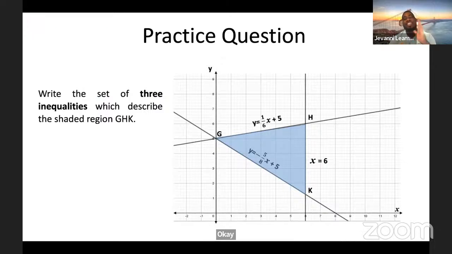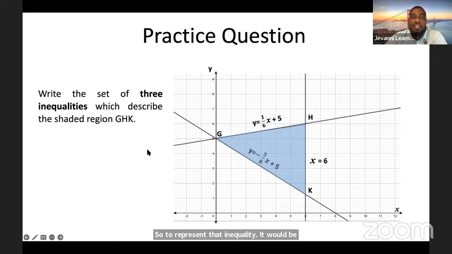So remember, it's a shaded region. Remember that we're looking at the shaded region. So we want to highlight that as well. So it's to the left of the reference line. So to represent that inequality, it would be x is indeed less than or equal to 6.